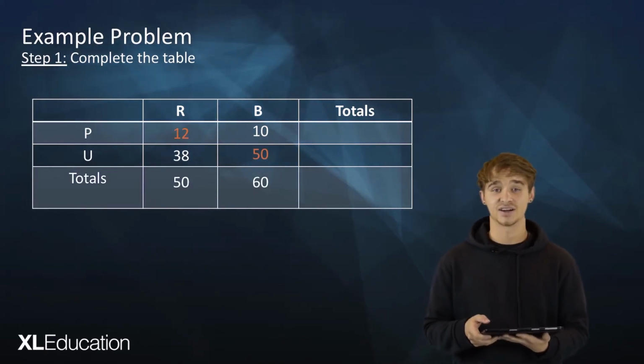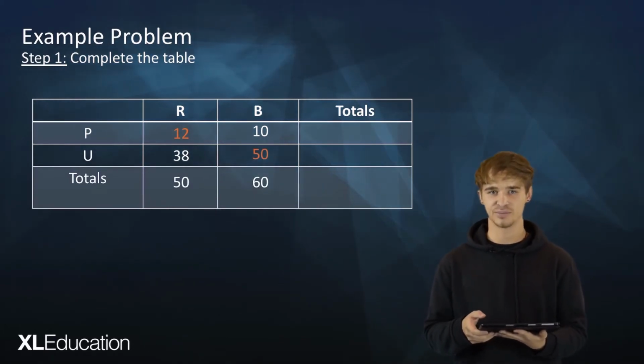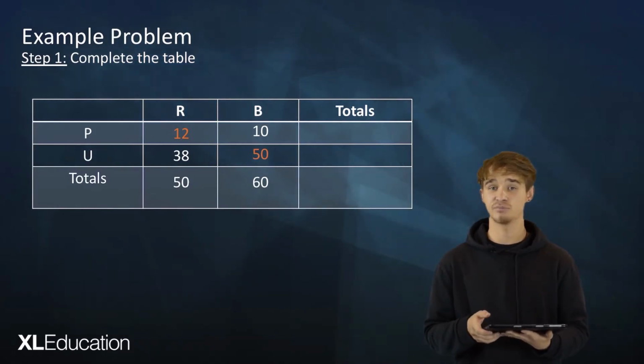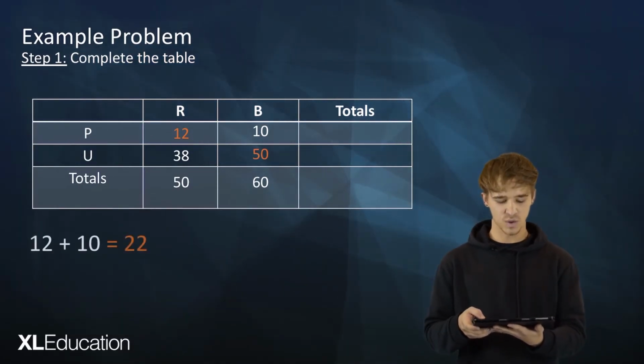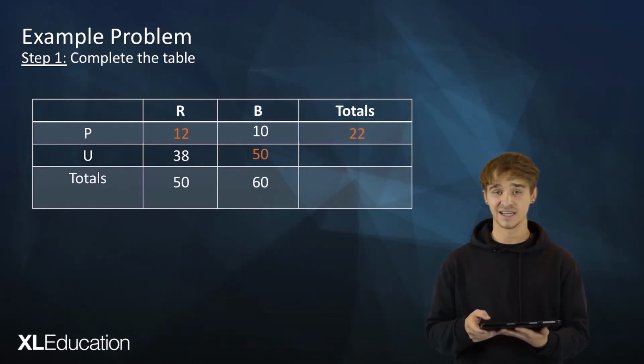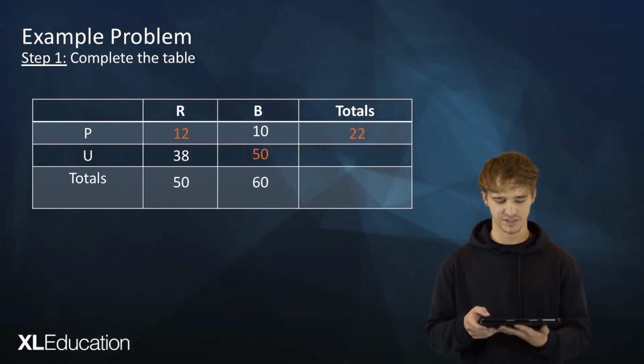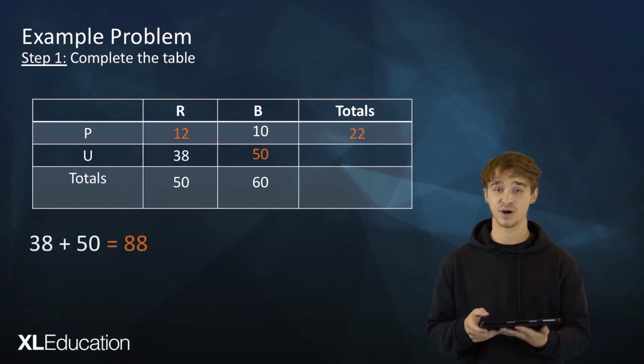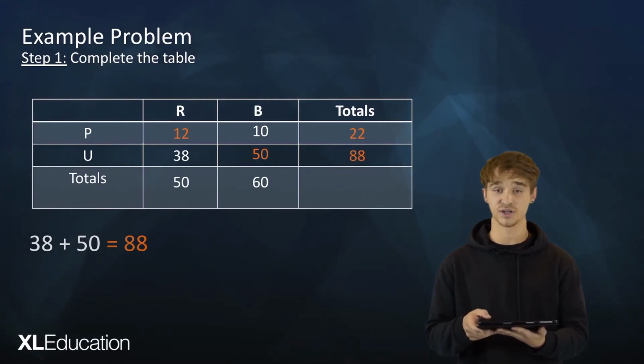We can then add our total number of red popped and blue popped balloons in order to determine our total number of popped balloons. This is 12 plus 10 equals 22 popped balloons. Similarly, our total number of unpopped balloons is going to be our 38 unpopped red balloons plus our 50 unpopped blue balloons, giving us a total of 88 unpopped balloons.